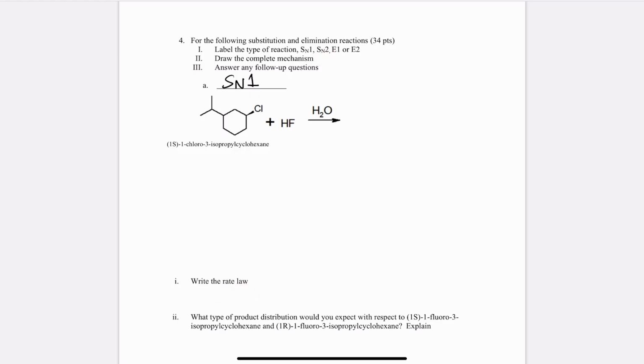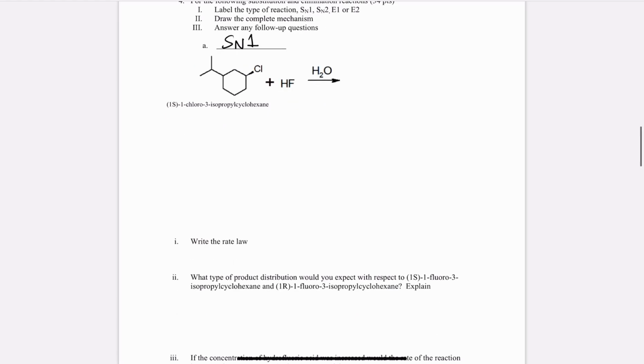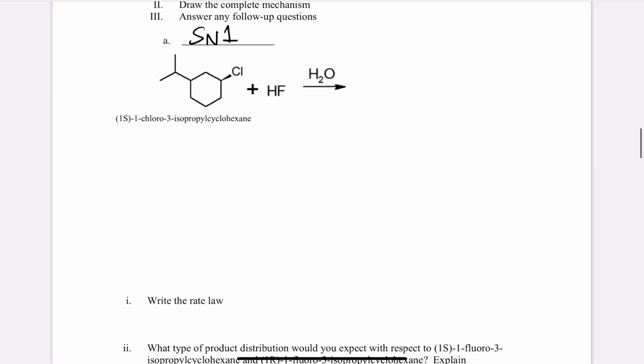Sn2 considers two things. E1, one thing. E2, two things. Sn1, one thing. What is that one thing? It's the substrate. The substrate is the main molecule, basically the drawing of the main thing that there's a leaving group off of. Right, a chlorine, a fluorine, a bromine, an iodine. So the substrate is this molecule.